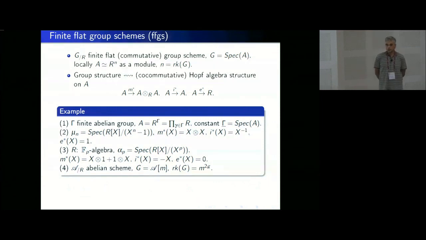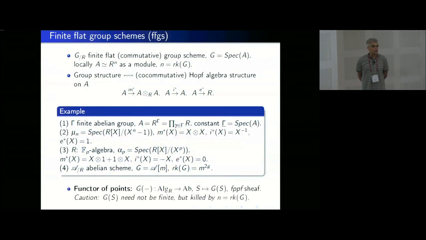Less explicit, of course, is maybe the most interesting example: the kernel of m on an abelian variety of dimension g. And the rank of A as an R-module is called the rank of the group. In the last case, it's m to the 2g.